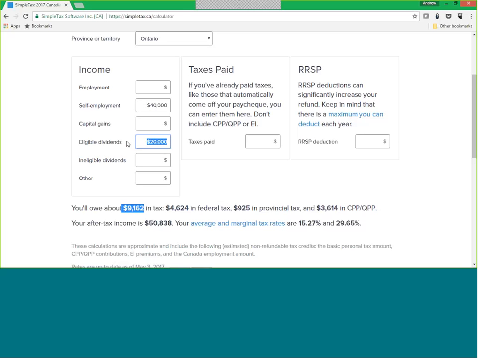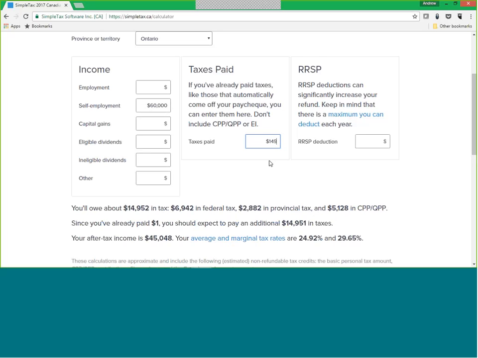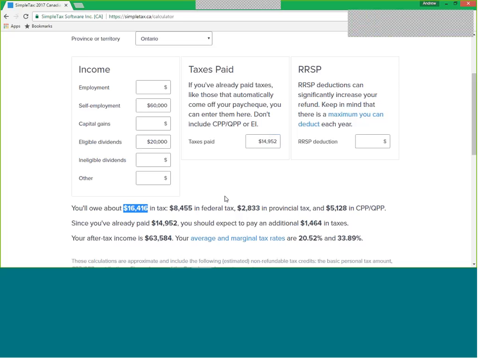Let's use an example. Let's say I took $60,000, and during the year, I paid my taxes. I paid $14,952. So I'm a corporation. I paid taxes during the year of $14,952. So at the end of the year, I owe no taxes. But let's say I took a dividend at the end of the year. Now, what I've got to do is I've got to pay the difference over. I paid $14,952. My total tax is $16,000. I've got to pay the difference, which is $1,500.